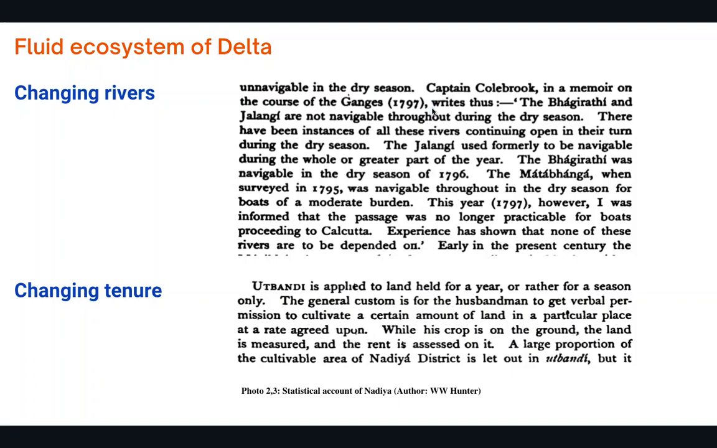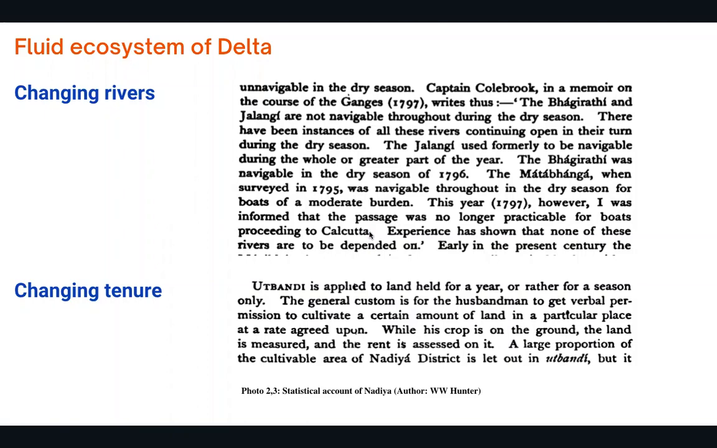1797, says that the Jalangi used to be formerly navigable during the whole or greater part of the year, which says that it is not navigable throughout the year, which means that it either changes its course or the water flow changes very rapidly, and the siltation happens very rapidly. That is why it is not dependable or practicable for boats proceeding to Calcutta. So it is not a constant flow of water there.